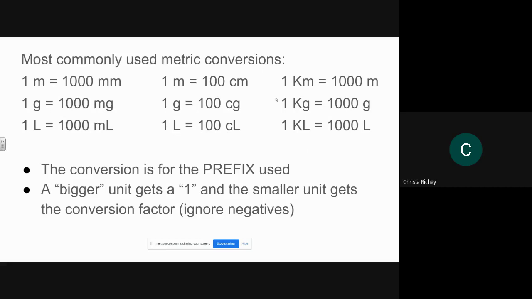I don't make you guys memorize conversion factors. You need to know how to use them. And the bigger thing always gets a 1, and the smaller thing always gets the conversion factor, at least with metrics. What does the smaller unit always get? It gets whatever the conversion factor is.